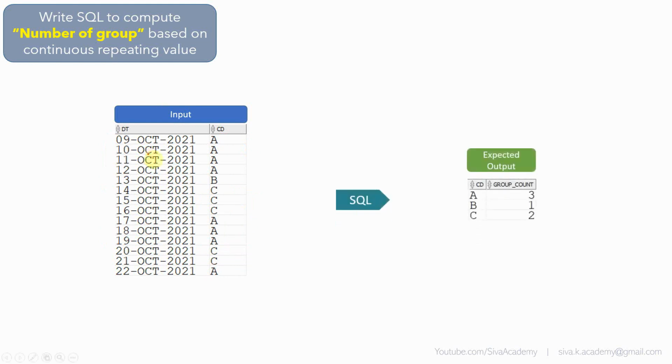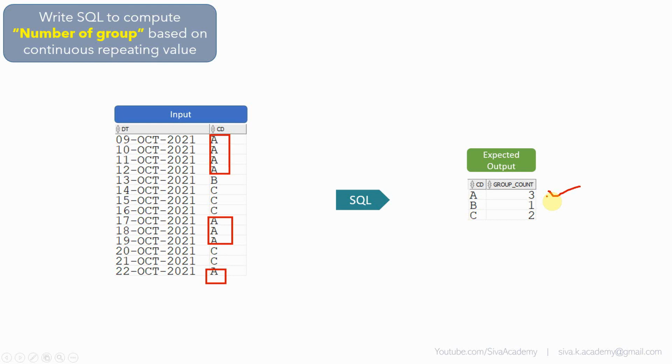The expectation is we need to say how many groups of A, B and C are present. For example, in this case, there are three groups of A. So we need to say that A is present three times, or you can say three groups. It is not the count of A. Instead, it is the count of groups of A. Similarly, the count of groups of C and the count of groups of B.